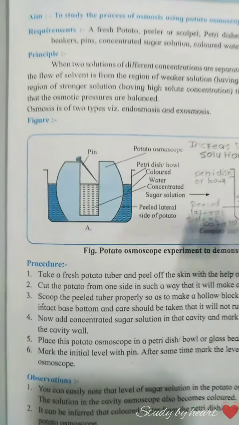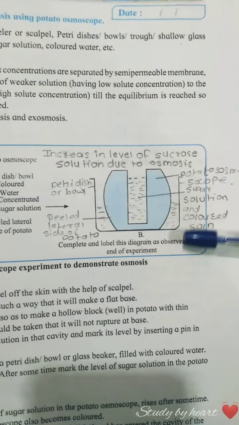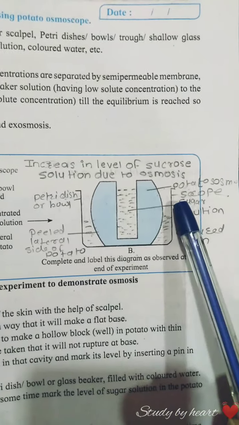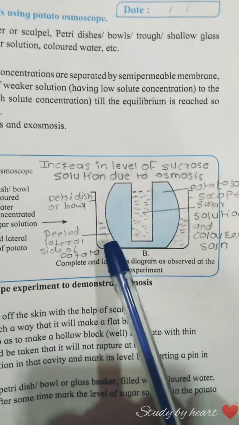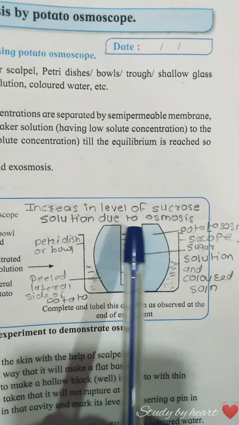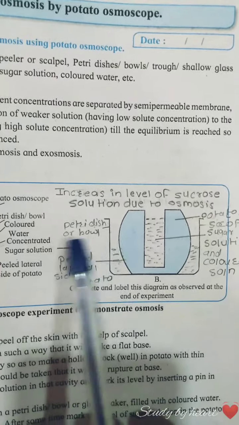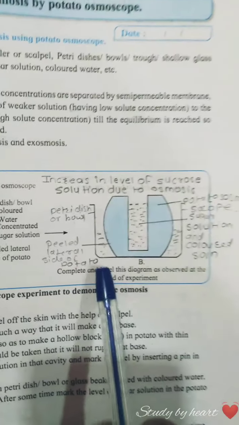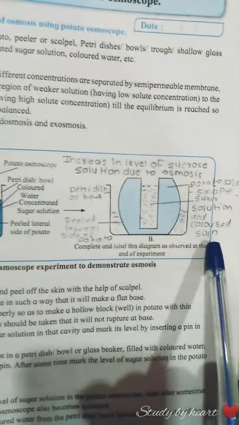Next to it there is figure A, which is fully filled, and we have to label figure B and complete the diagram. So we will draw some water here, and here also some water, but the level in the petri dish will be lower, while in the osmoscope it will be high. We have to write here: increase in level of sucrose solution due to osmosis. Here is the petri dish or bowl, and label this as the peeled lateral side of a potato, and this as the potato osmoscope. This is the sugar solution and colored solution.